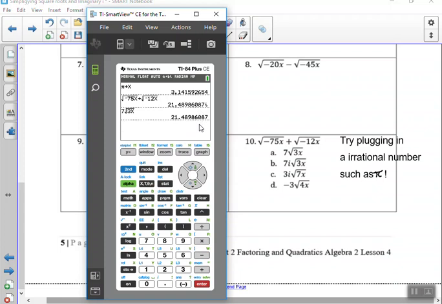Is that the answer? Be careful. No, why not? Because of the i, yep. So that means it has to be 7i square root of 3. Hit enter. Yep.